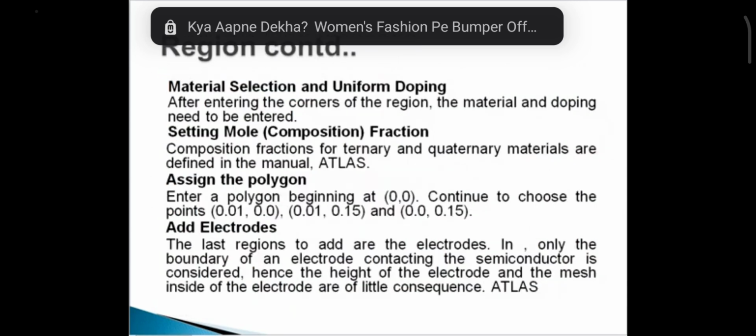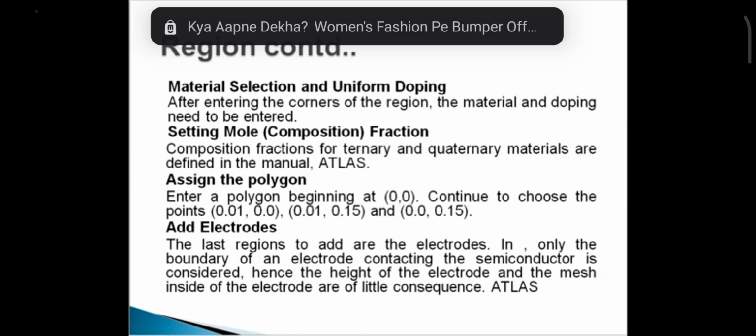In the resin part, next we have to assign the material and uniform doping. After entering the color of the resin, the material and the doping need to be entered. Next one, setting mole fraction. If you are using the aluminum gallium arsenide or any hetero material, you have to define the composite fraction. Ternary and quaternary materials are defined in the Atlas. If you are using any material that is not defined in the Atlas, you have to define a new material in the code.